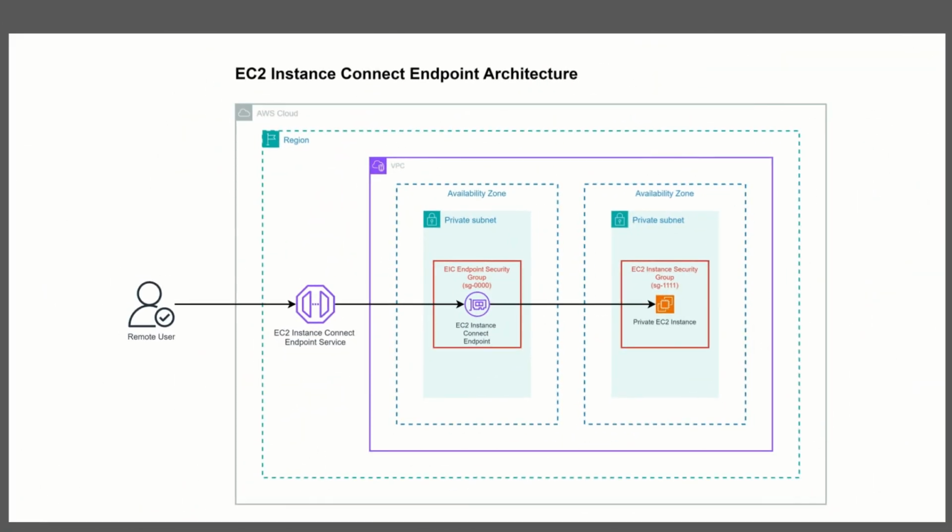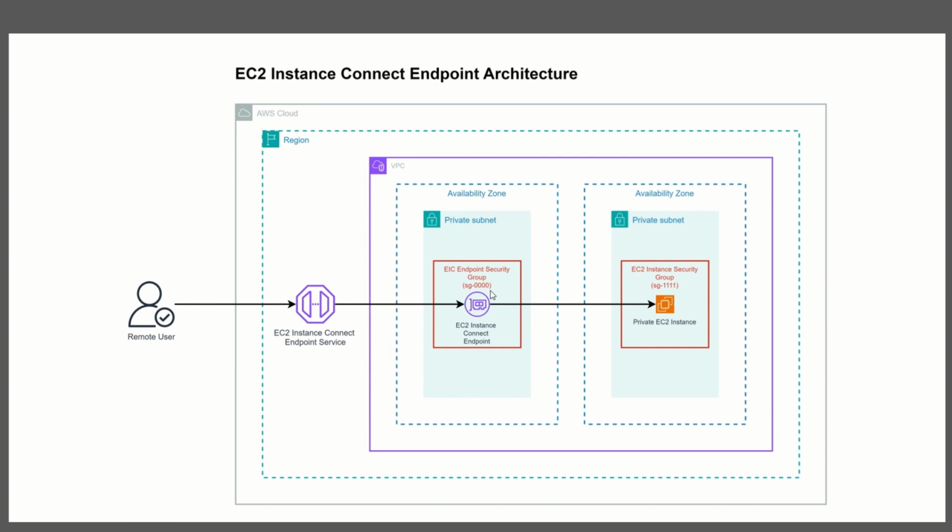And this is the architecture for the EC2 Instance Connect endpoint. In this demo, I'll quickly create a VPC with two private subnets in two availability zones, and then I will create an EC2 Instance Connect endpoint on one subnet. It will create an interface in this subnet, and we will create a security group and assign it to this interface. We will also create a private EC2 instance on another subnet, with another security group.